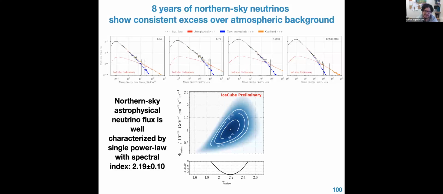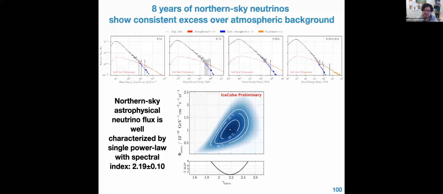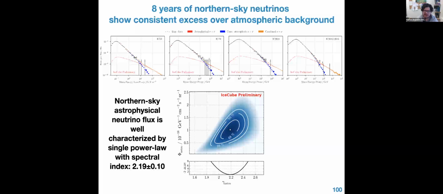And so you can see here, in every year of data that we do it, there's always an excess over this expected blue histogram. And that corresponds to an astrophysical neutrino flux, which you can characterize as a power law, with a relatively hard index. And this measurement at the time gives you a 2.19, 2.2 spectral index.